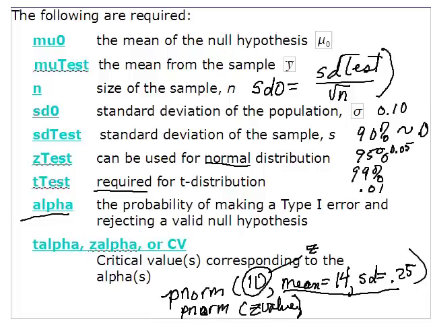And we'll need to know the value along the horizontal axis that's right at the edge of that region, and that's what we can call T alpha if we're using a T distribution, Z alpha, or you can just call it CV. Alpha and these T alpha, Z alpha, and CV make more sense when we look at them graphically.